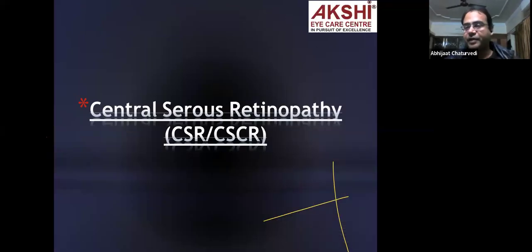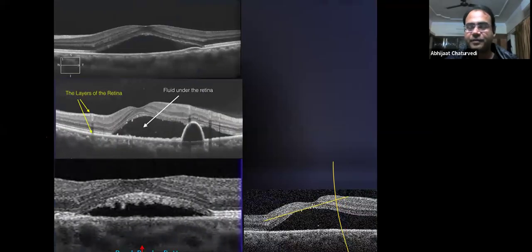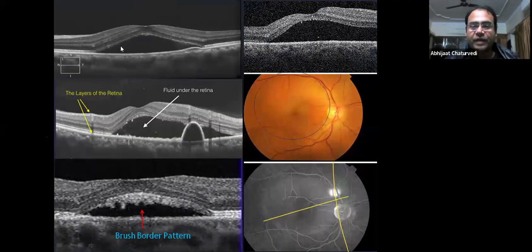Then a very common thing, CSR, especially in today's day, with lots of stress and anxiety, CSR is bound to happen to many youngsters. Now I'll show you another important sign where people get confused during residency, which is the difference between a neurosensory detachment and a pigment epithelial detachment. As the name suggests, the above image shows very clearly a neurosensory detachment. Neurosensory means your neurosensory layers, the retinal layers. The fluid is below this, but above the RPE. The RPE doesn't get disturbed.